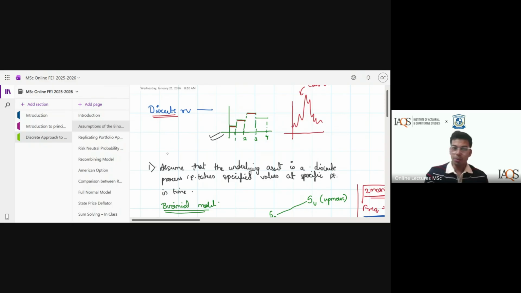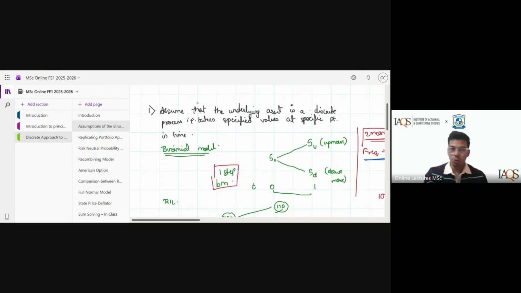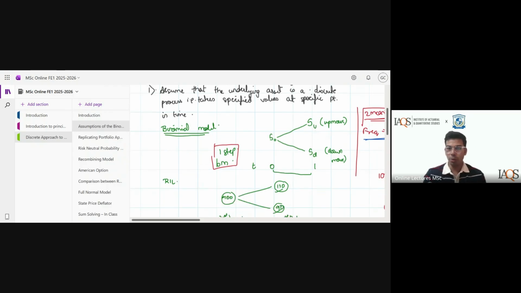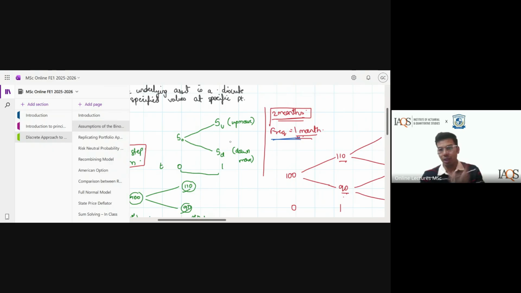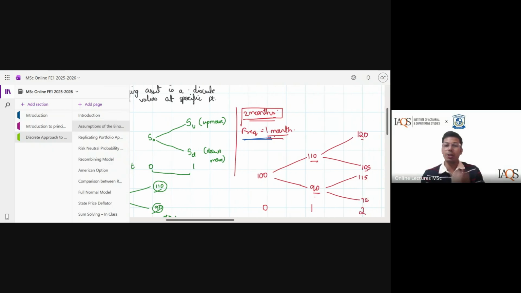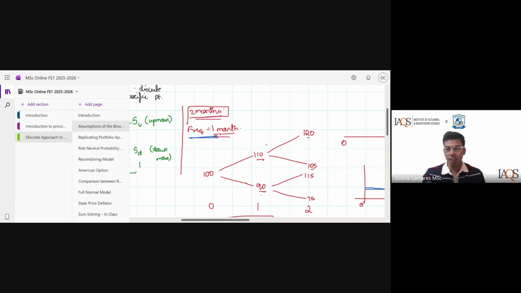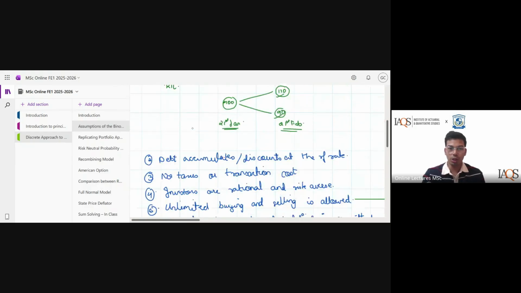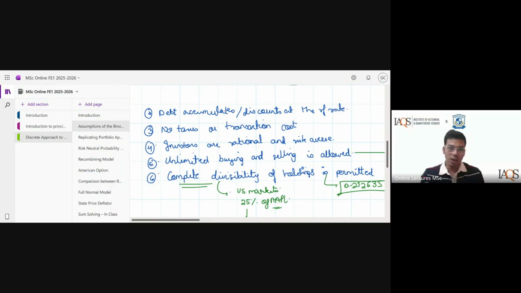Started with the assumptions of the binomial model. The first assumption was that the underlying process follows a binomial distribution or the binomial model. It can be one step, if I evaluate at one time period. If I evaluate at more than one time period, I accordingly have a multiple time step binomial model. After that, whatever assumptions you have are fairly standard for any financial market theory. Debt accumulates at the risk-free rate of return. Basically, you can accumulate and discount using R, with no taxes, no transaction costs, and so on and so forth, are the other assumptions that we have.